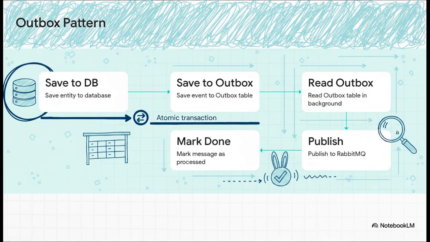Which brings us to the outbox pattern. This is how you solve the dual write problem forever. Step 1 and Step 2 happen inside the exact same database transaction. You save the business entity, and you save the event payload to a dedicated outbox table. Because it's a single relational transaction, it either fully succeeds or fully rolls back. Simple as that. Then, a separate background processor reads that outbox table, publishes the message to RabbitMQ, and marks it as processed. By doing this, you guarantee that the intent to publish is never, ever lost.